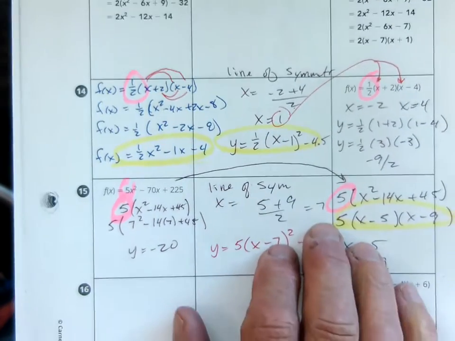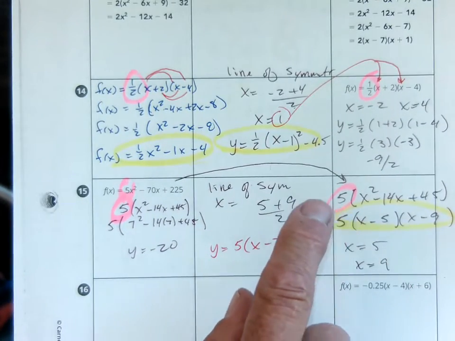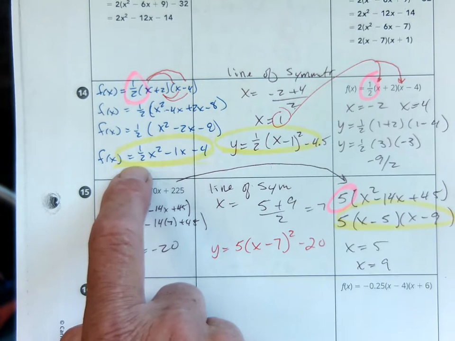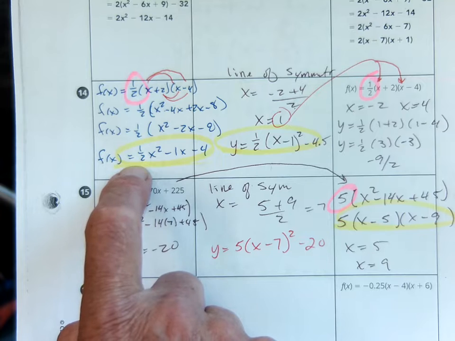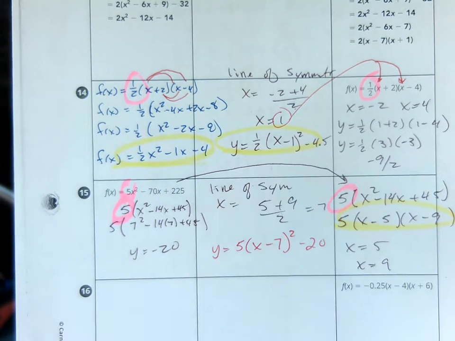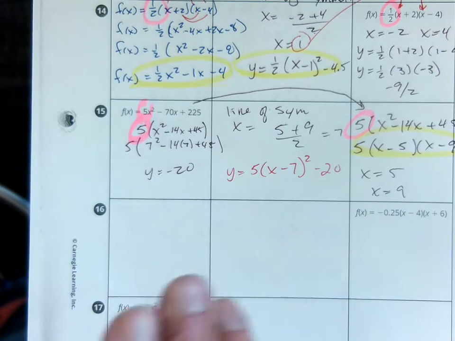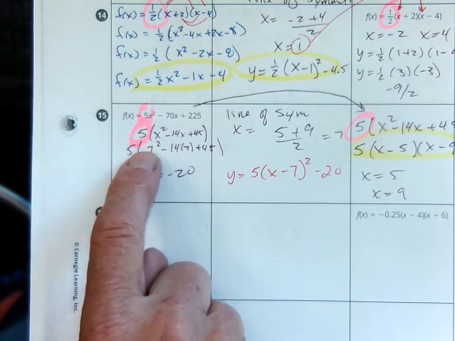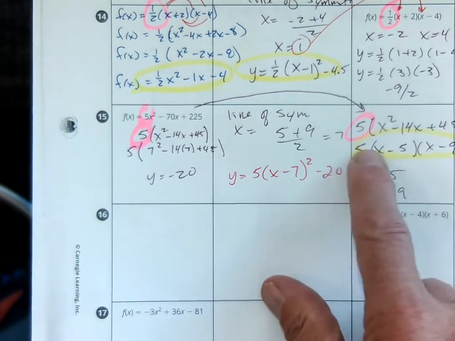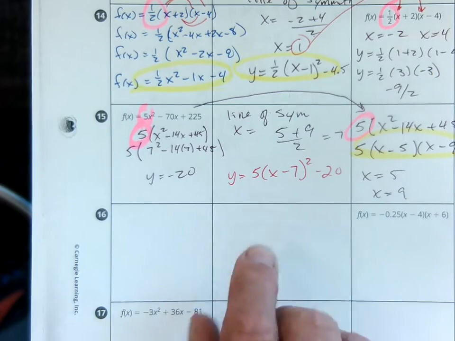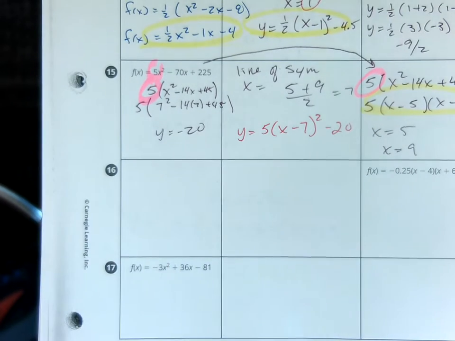So our homework was to take a question, say in factored form, put it into general form by foiling, and then put it into vertex form by knowing what the vertex is. Same thing on 15. We have it in general form. We put it into factored form. After we put it in factored form, we put it into vertex form. So 16 and 17 are up to you.